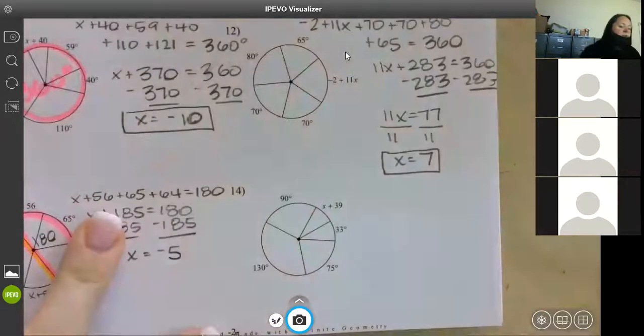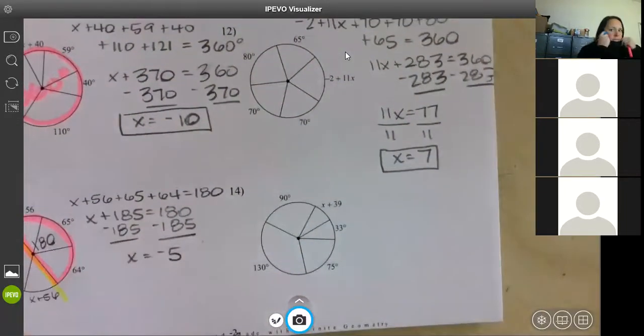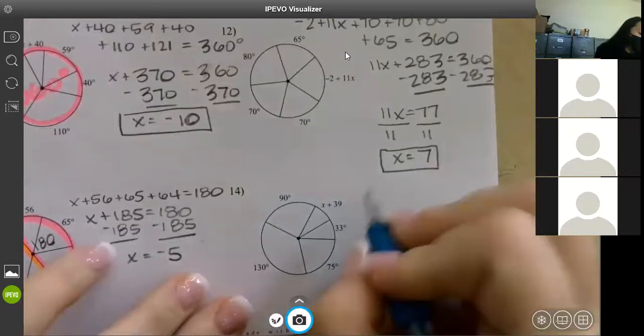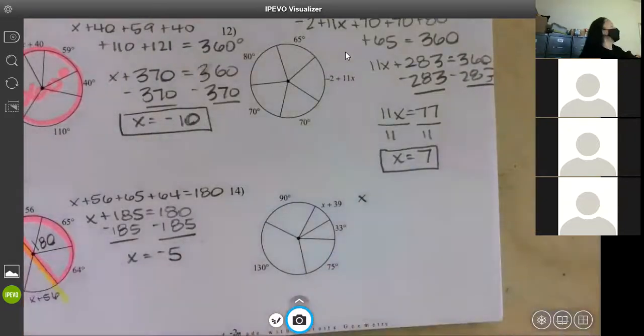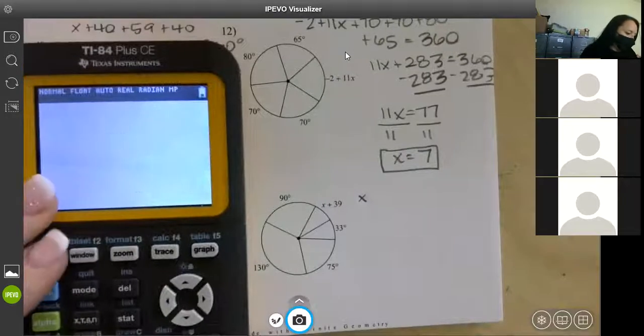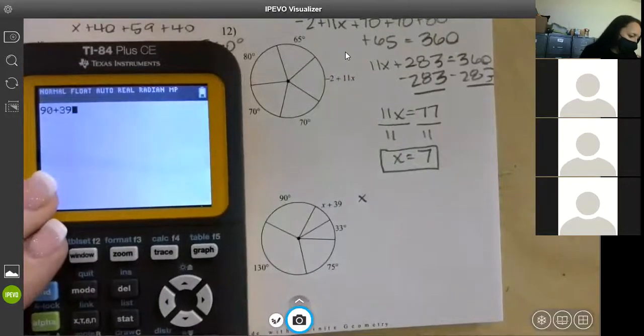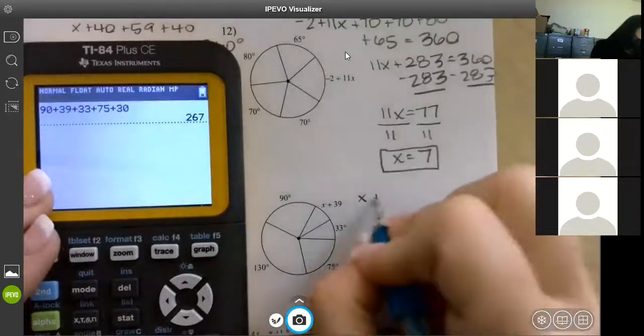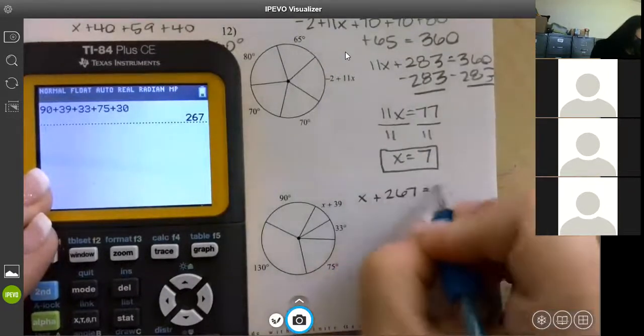All right, look at your next one, number 14. I don't have the x in this one. I don't have a diameter in this one, so I do have to do the full 360 for this. So we're going to add it all up. And to not waste your time, I'm going to add my x's first. And then on my calculator, I'm going to add the other numbers. So 90 plus 39 plus 33 plus 75 plus 30 gives us 267.